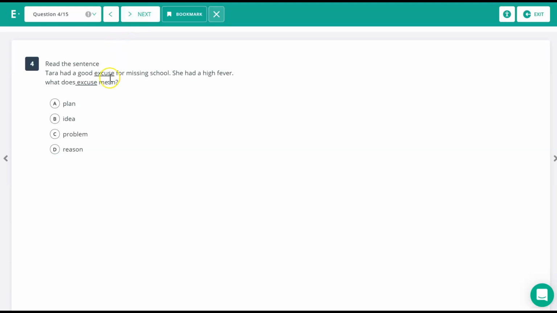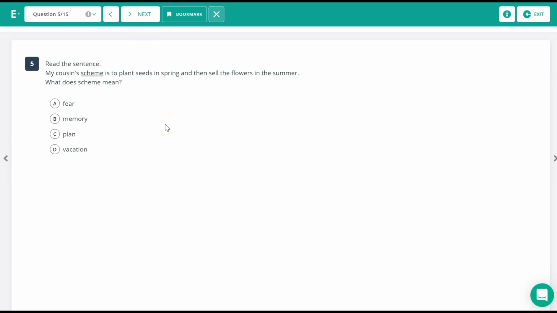Tara has a good excuse for missing school. She had a high fever. What does excuse mean? A plan? She had a good plan for missing school because she had a high fever? No, she probably didn't plan to have a high fever. Good idea? Well, she probably didn't have the idea of having a high fever. Tara had a good problem for missing school? No. Tara had a good reason for missing school. She had a high fever. Yeah. Excuse means reason.